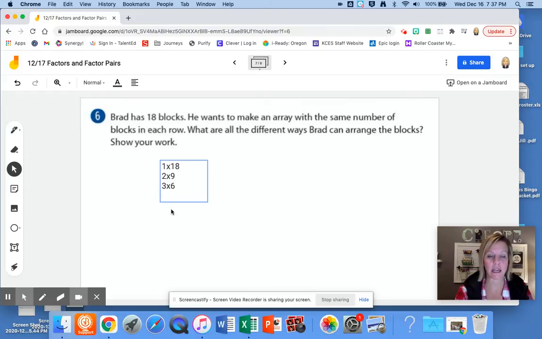Okay, the next number would be 6 then. Ooh, look, 6 is here. I'm already repeating my factors, so I have found all the factors that I can for 18.